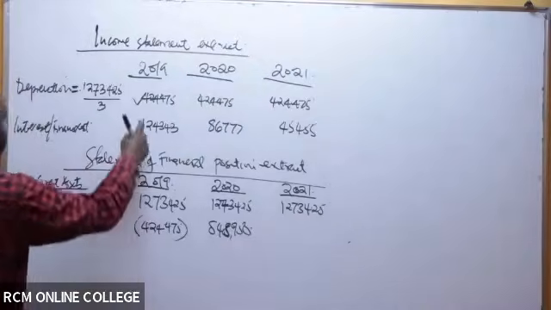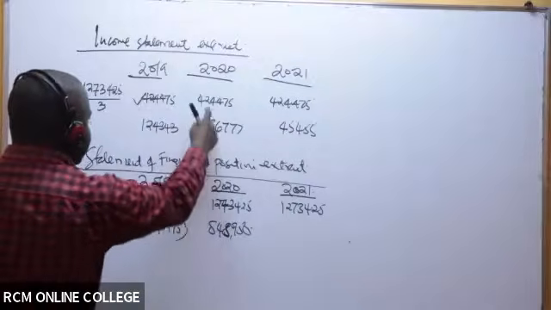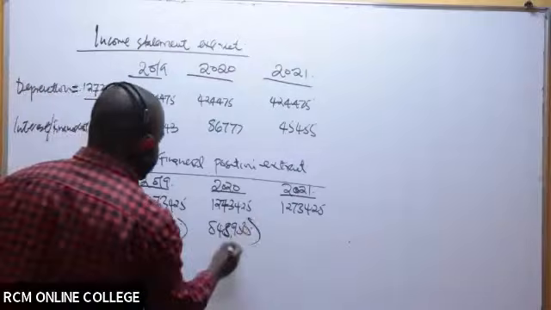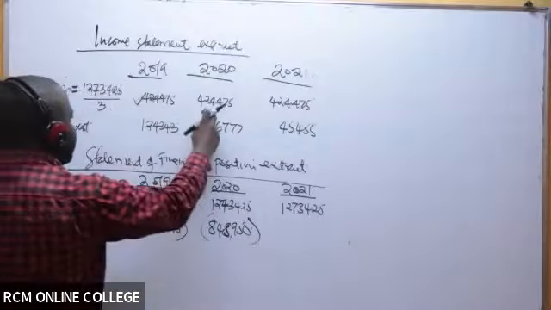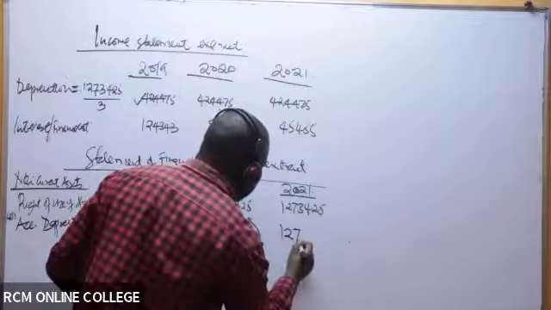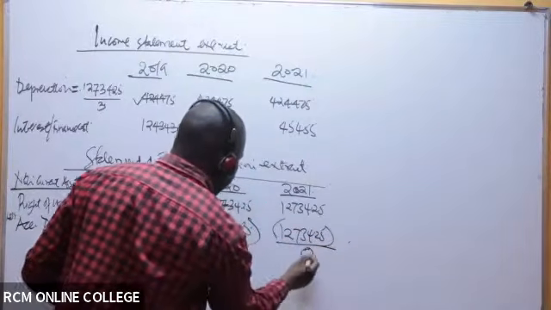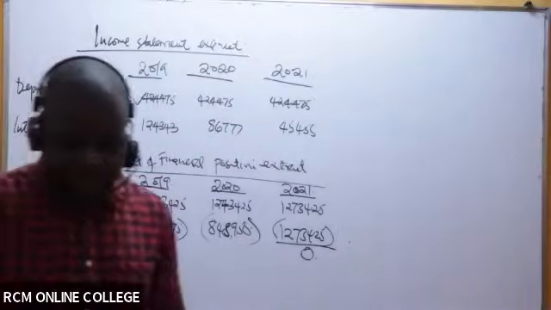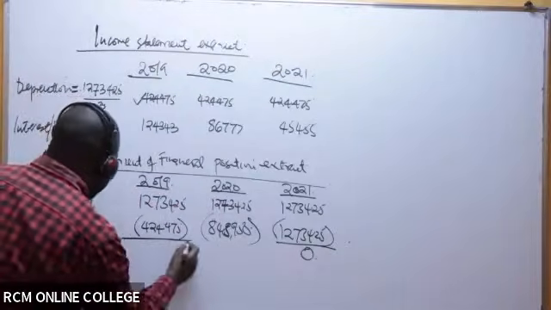For the first year, the accumulated depreciation is actually 424. For this 2020, you add the 2, you'll get the accumulated up to 2020, 848,950. Then for the 2021, you add the 3 of them, you'll get 1,273,425. It means by the final year, the value of this asset will actually be depreciated up to 0. So you can be able to get the net book value.